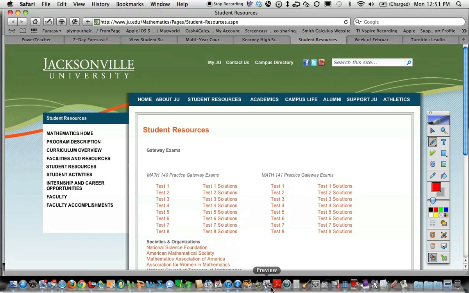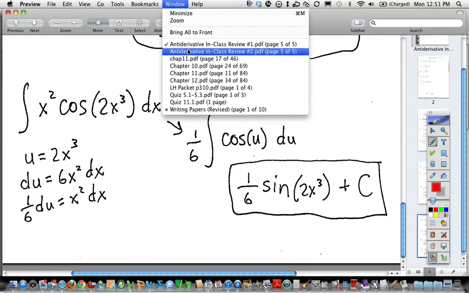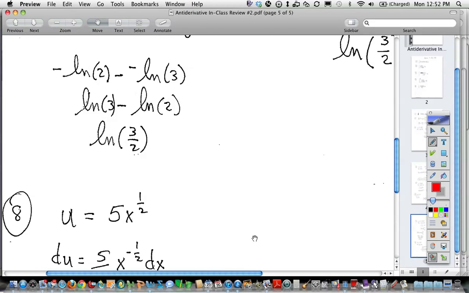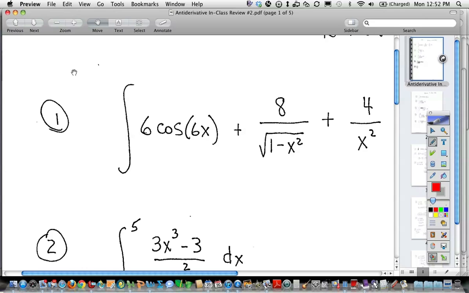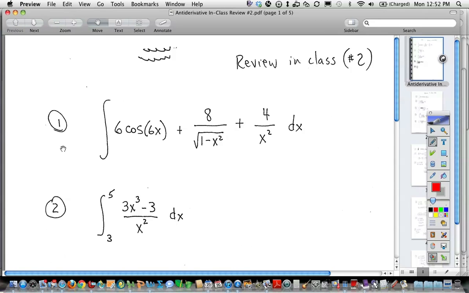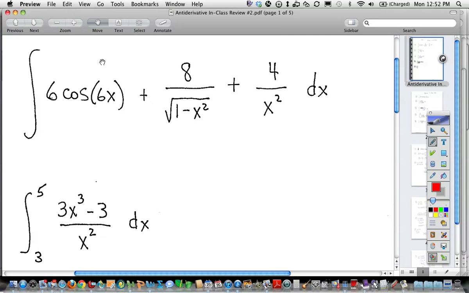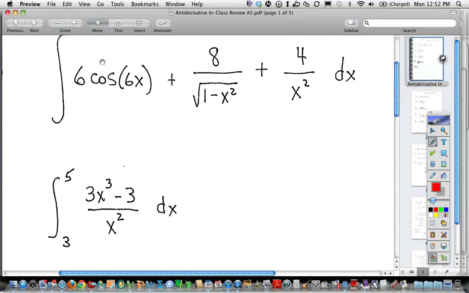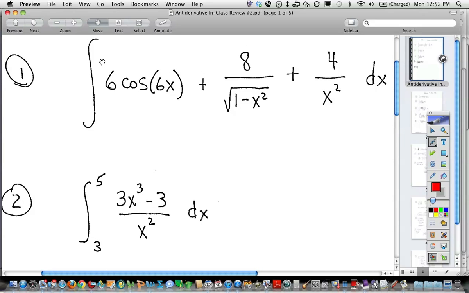Okay? All right. Let's go ahead and work on a few here today. So, here are your first 2 right here. Okay, there's 1 and 2.